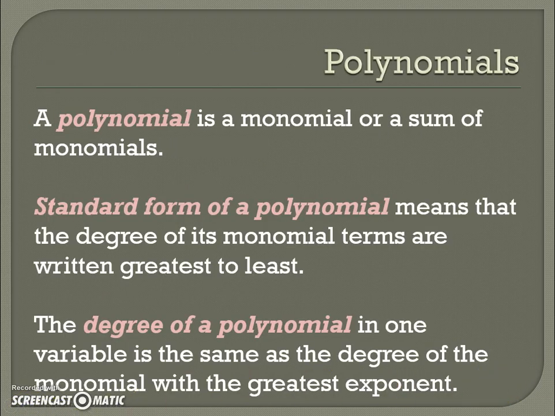Pause and copy all this down. A lot of vocab on this first section. Polynomial is a monomial or a sum of monomials. Standard form of polynomials means that the degree of its monomial terms are written greatest to least. This is big. Make sure you write that down. The degree of a polynomial in one variable is the same as the degree of the monomial with the greatest exponent. Now that sounds kind of weird, but we'll look at some examples in just a minute. So again, make sure that you have paused and copied all of this down.